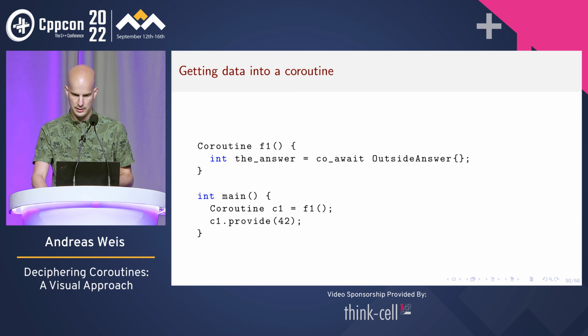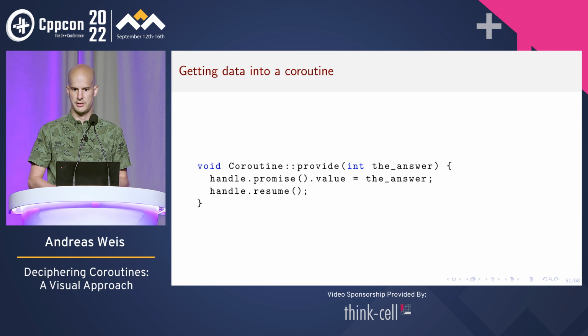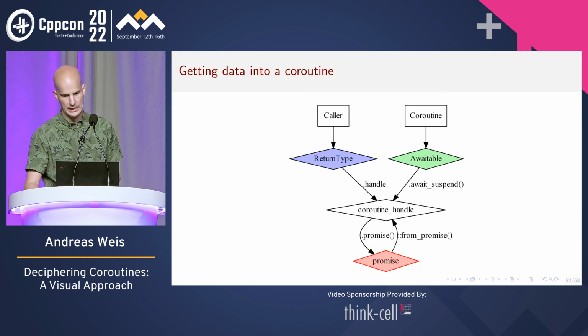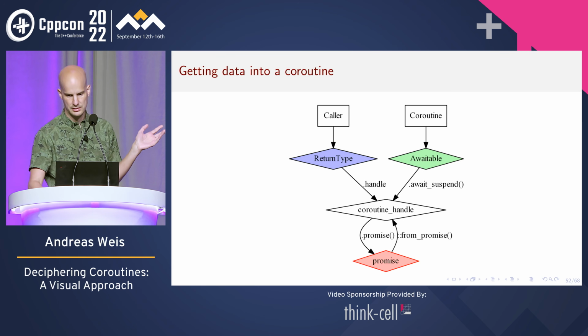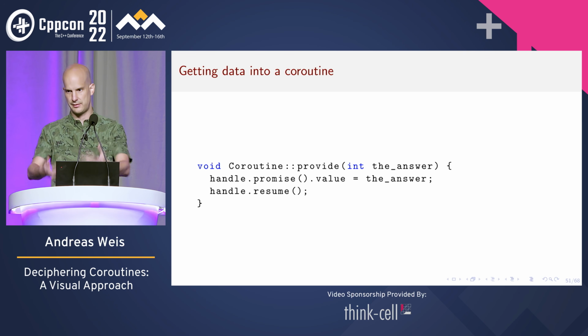Writing the provide member function is pretty straightforward. Again, we're on the return object. The return object has the coroutine handle, and we just use the coroutine handle to store the value inside the promise. Then the data lives in the promise. The one additional thing that we also do here is call resume on the handle so that it continues executing right away.